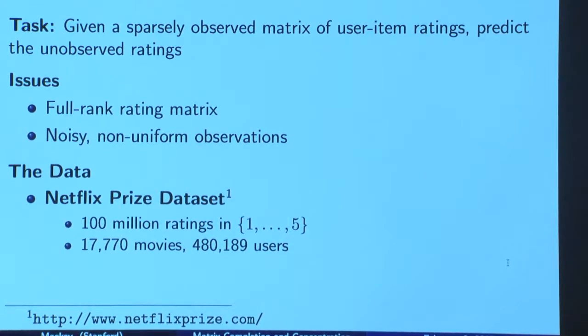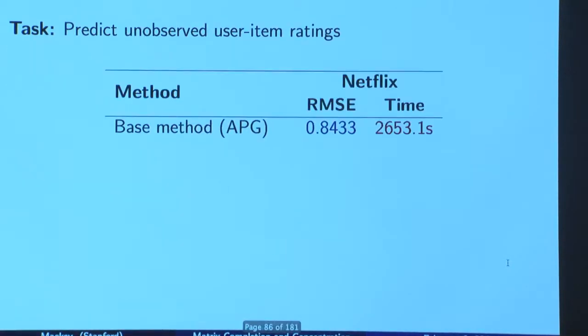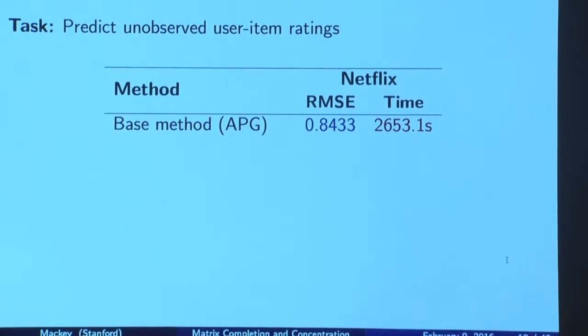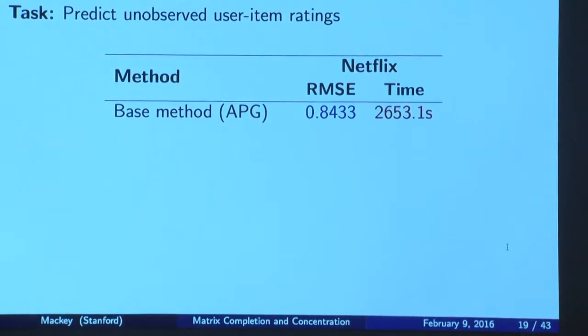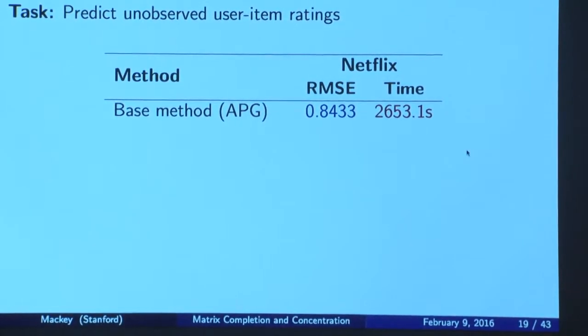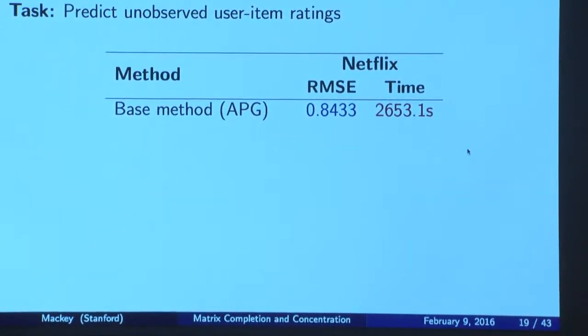We have about 18,000 movies and about 480,000 users. And here are some results. We're using a base method, the accelerated proximal gradient method. I should say right now that this is on random training test splits of the Netflix prize data set, so these are not at all comparable to the Netflix prize scores that you may have seen. Disclaimer.